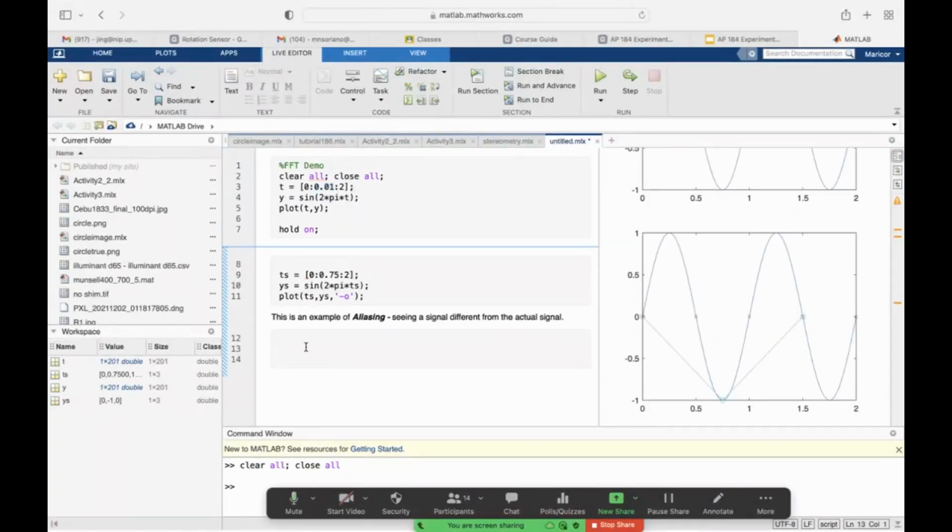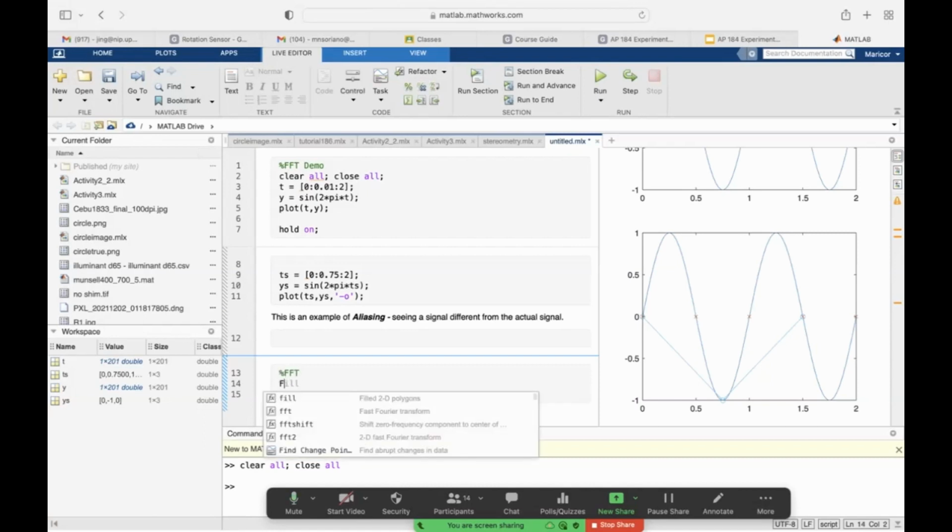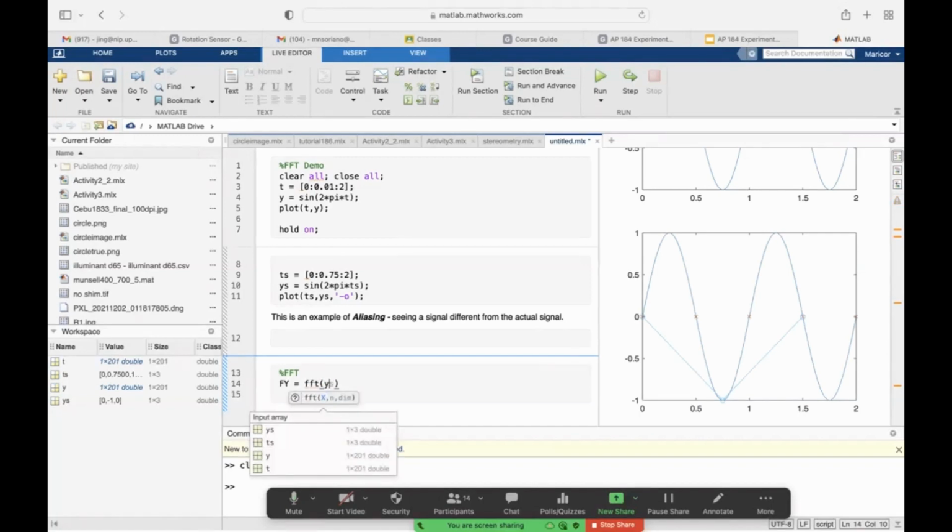Now let's move on to the Fourier transform. Okay, how do you do a Fourier transform? Simple. For a single one-dimensional signal, it's as simple as, okay, let's put a section break here. Okay. Let's say Fy is the Fourier transform. So you call it this way, FFT of y. All right. That's it.